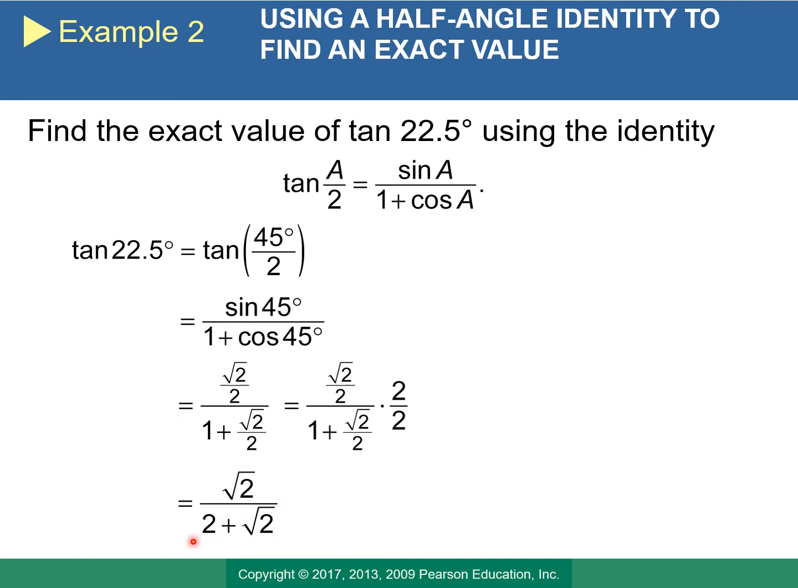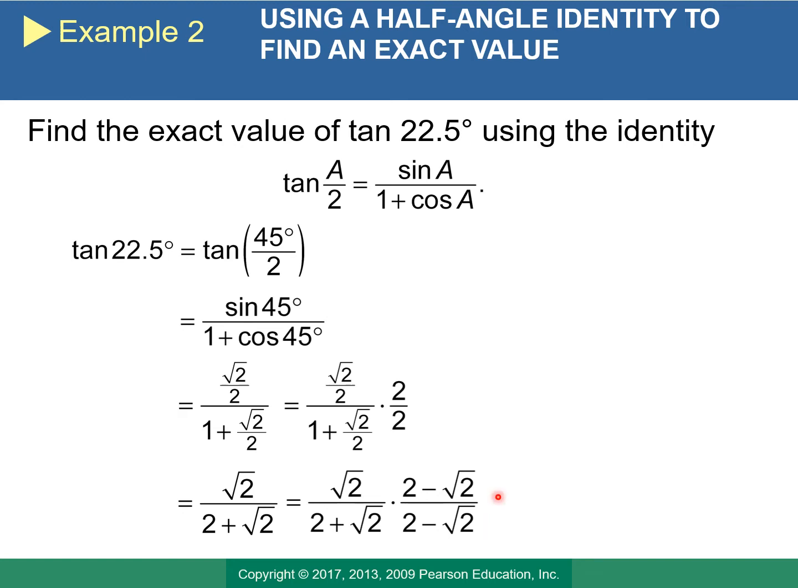Then we end up with root 2 on top, 2 plus root 2 on bottom. Let's keep simplifying. So at this point, we're just going to rationalize the denominator. It has 2 terms in it, so we're going to rationalize by multiplying by the conjugate. So that just means since there was a plus sign here in this 2-term denominator, we make it a minus sign, and then FOIL out the top and bottom. We'll distribute on top, and then FOIL the bottom.